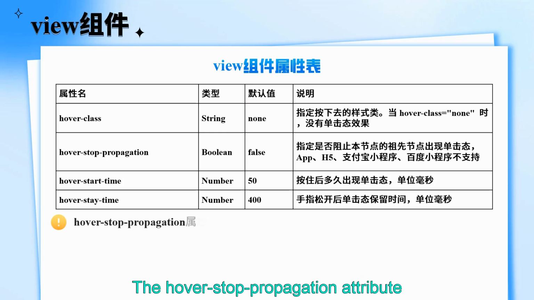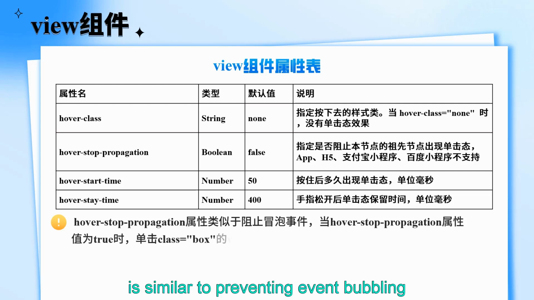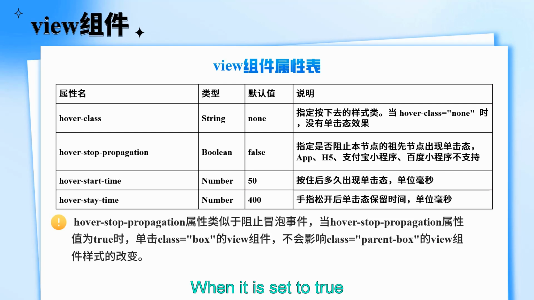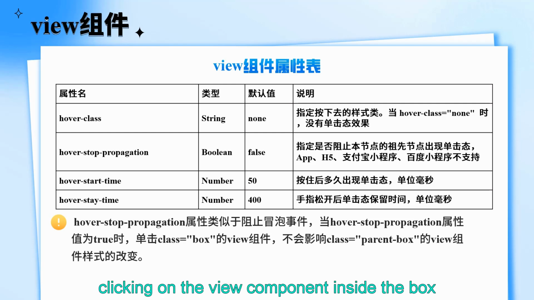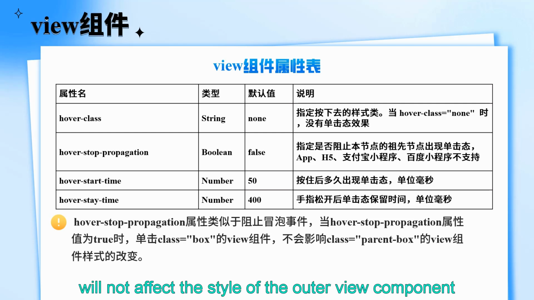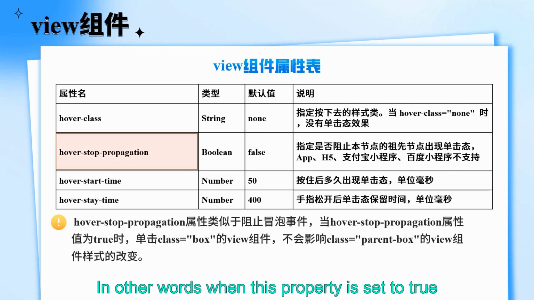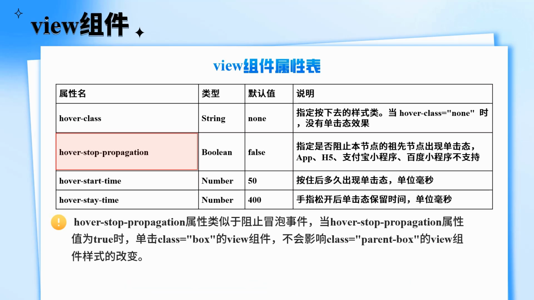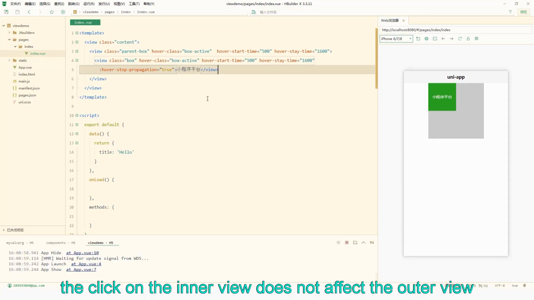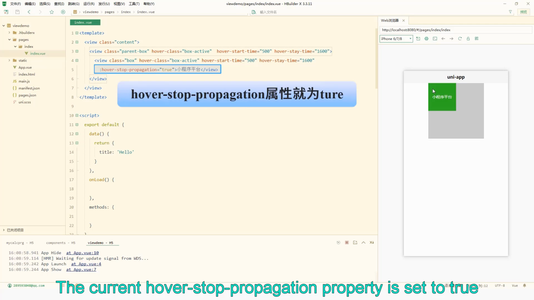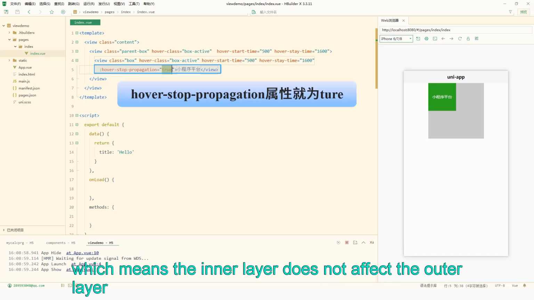The hover stop propagation attribute is similar to preventing event bubbling. When it is set to true, clicking on the view component inside the box will not affect the style of the outer view component. In other words, when this property is set to true, the click on the inner view does not affect the outer view. The current hover stop propagation property is set to true, which means the inner layer does not affect the outer layer.